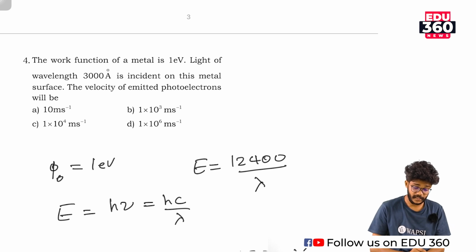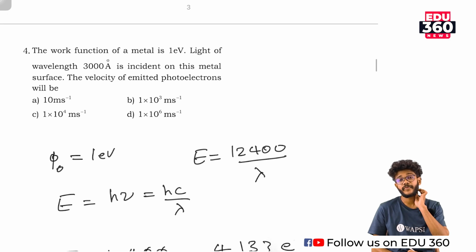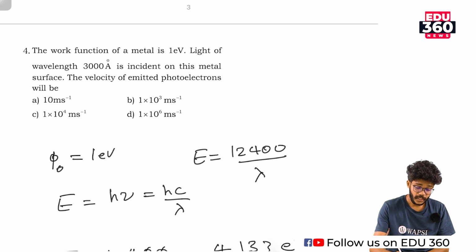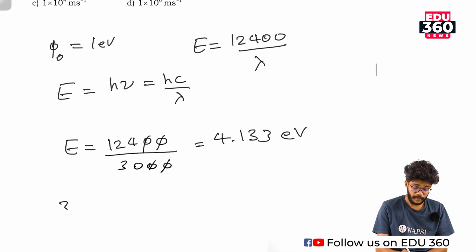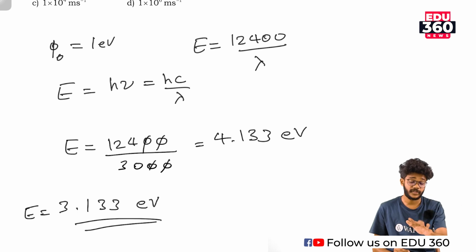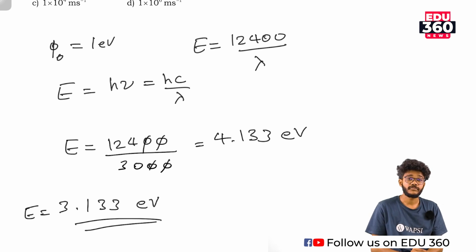Light of this wavelength is incident, so a total of 4.133 electron volt of energy is coming, and the work function is 1 electron volt. So 3.133 electron volt of energy is transferred to the kinetic energy of the photoelectron. Now, how much energy do we want? We want to transform this electron volt to joule.